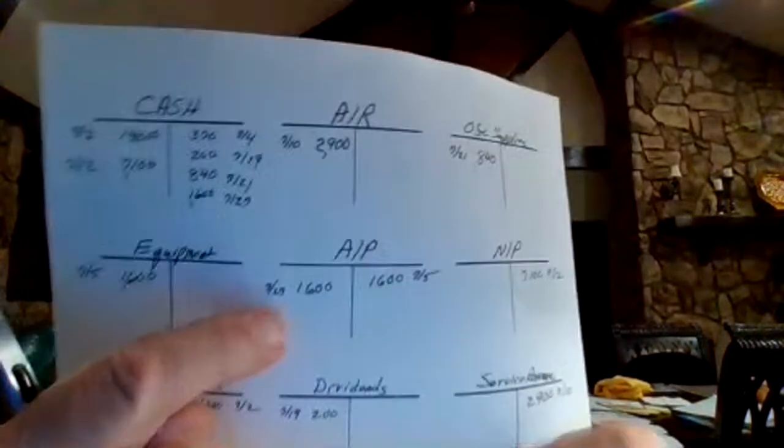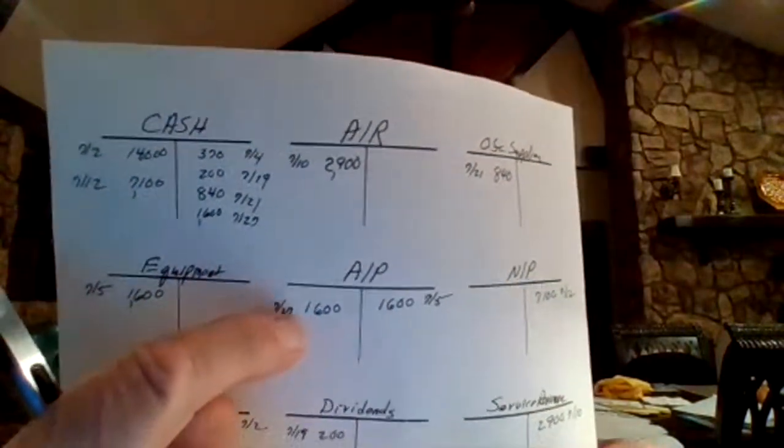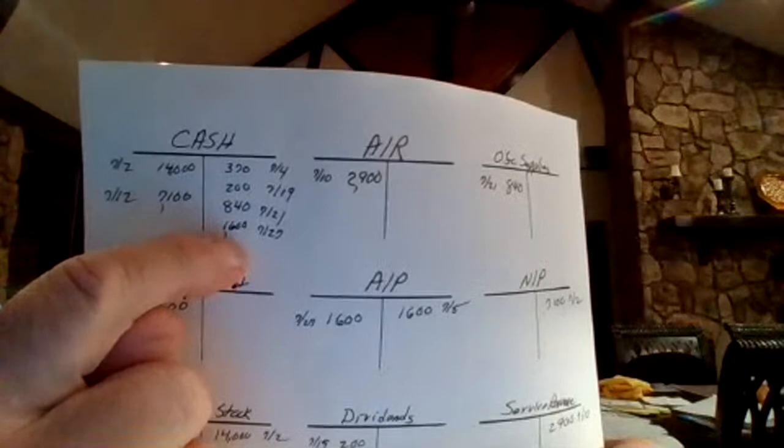And finally, on the 27th, we paid off the liability. So accounts payable gets a $1,600 debit to reduce it on the 27th, and cash gets reduced as we had to pay the liability on the 27th. So accounts payable gets reduced $1,600 on the 27th because we paid them cash on the 27th.